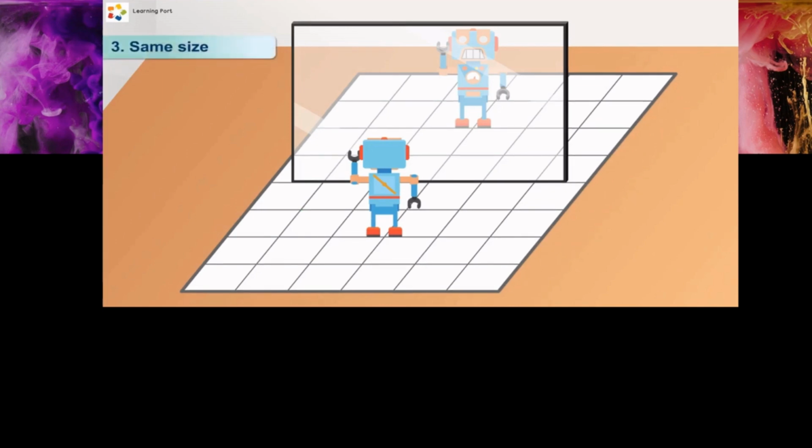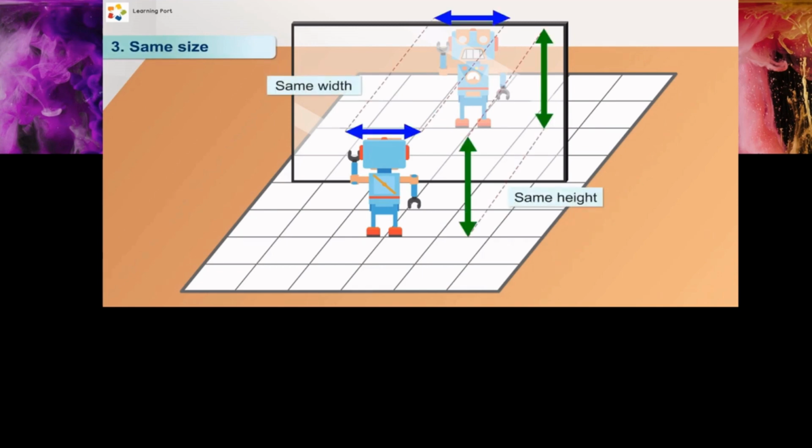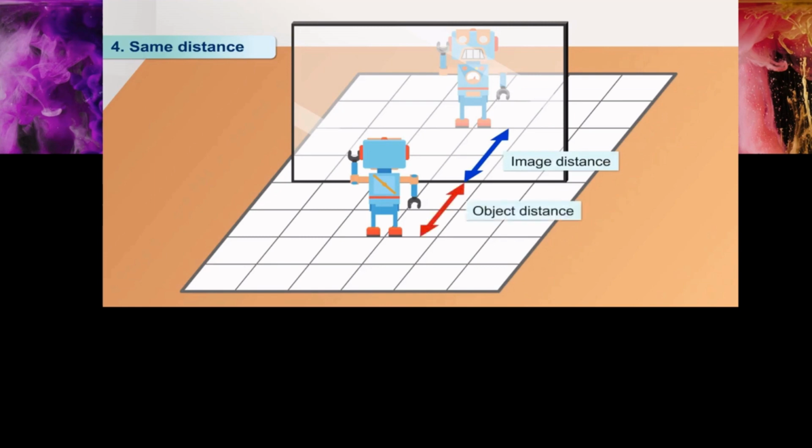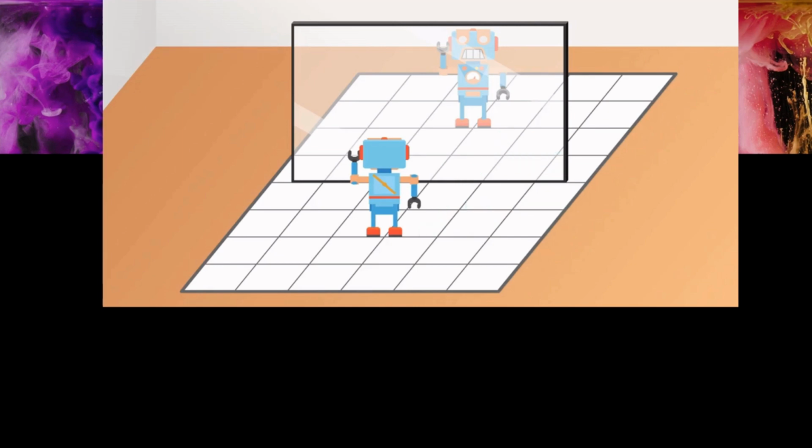The image formed in a plane mirror is of the same size as the object. This means that the image has the same height and the same width as the object. The image formed in a plane mirror is the same distance away from the mirror as the object. In other words, the image distance, which is the distance between the image and the mirror, is equal to the object distance, which is the distance between the object and the mirror.